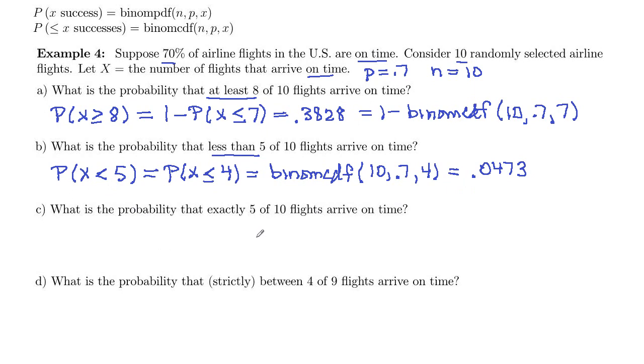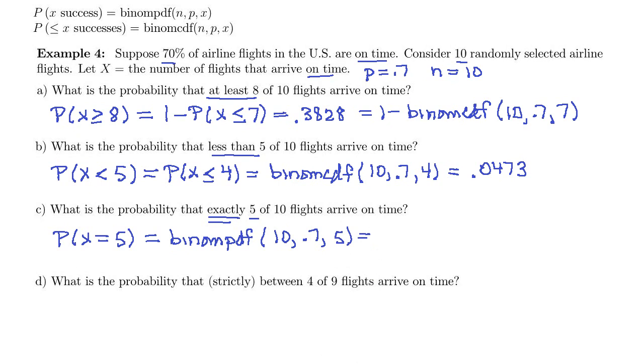That's good. What's the probability that exactly 5 of 10 flights arrive on time? So that's saying, what's the probability X equals 5? So equal is the only time that you're going to use PDF. So this one's going to be the binomial PDF, not CDF. n is 10 trials, p is still 0.7, and X is 5 successes.